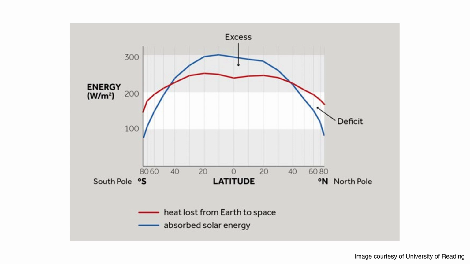The graph shows the latitude along the bottom, the x-axis, and the amount of energy on the left, the y-axis. The blue line shows that over the course of a year, the tropics receive more energy than the North Pole and the South Pole. That's not really surprising. The red line shows the amount of energy the Earth is losing to space. As you can see, the tropics also lose more energy than the polar regions, but the red and the blue lines are not the same.